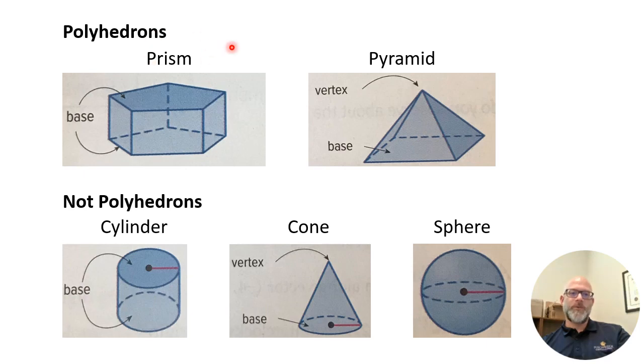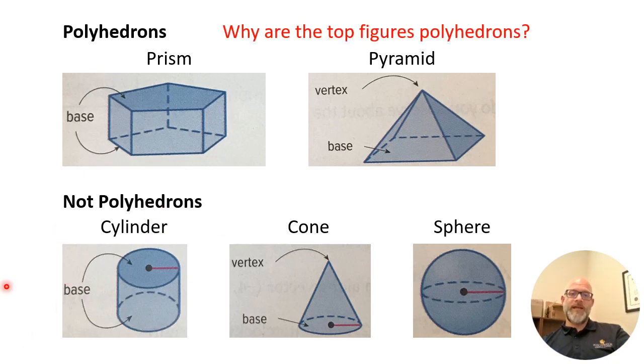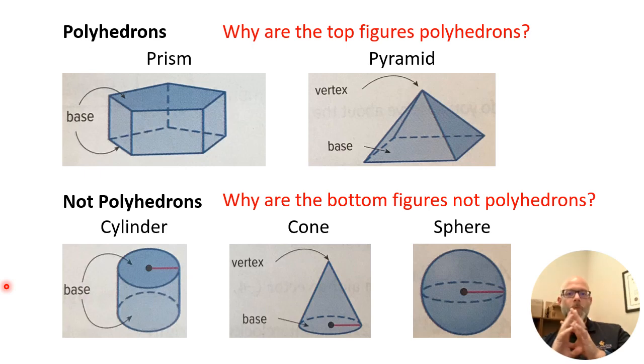We have 2 polyhedrons, the prism and the pyramid. I'll remind you, the prism has 2 bases that are congruent, parallel polygons, and the pyramid has 1 polygon base and a common vertex. Then there's the cylinder, cone, and sphere. The prism and pyramid are polyhedrons, but the cylinder, cone, and sphere are not polyhedrons. So I want you to stop the video and ask yourself 2 questions. Why are the top figures polyhedrons? And why are the bottom figures not polyhedrons? All right, you can pause it now.